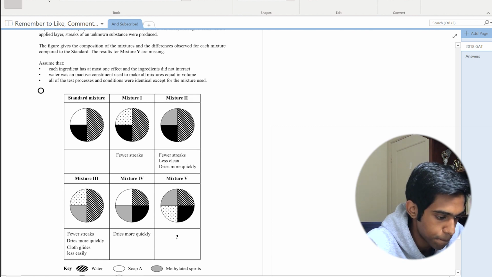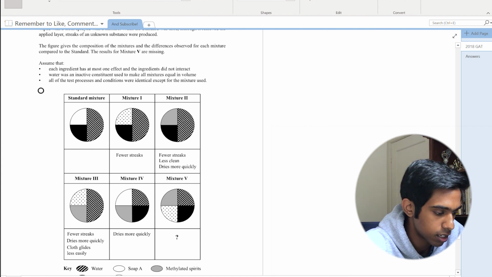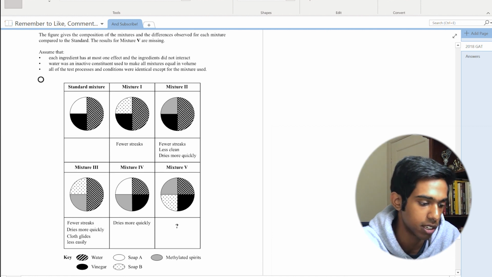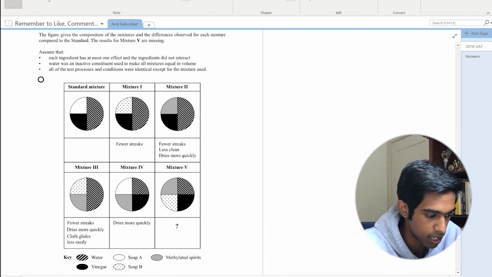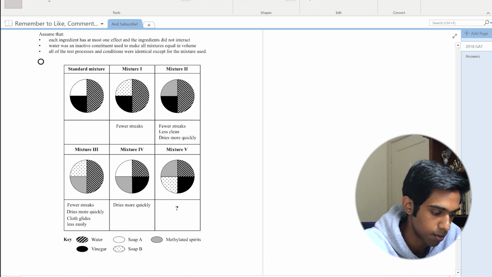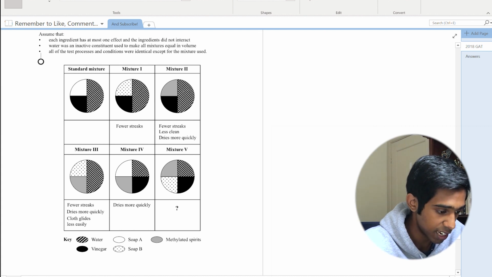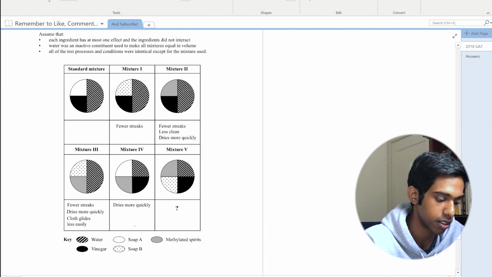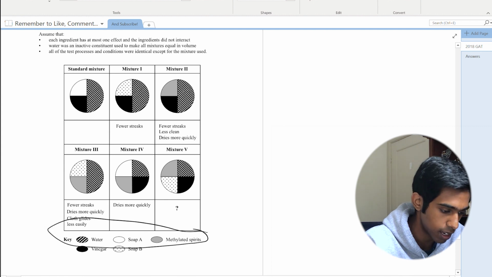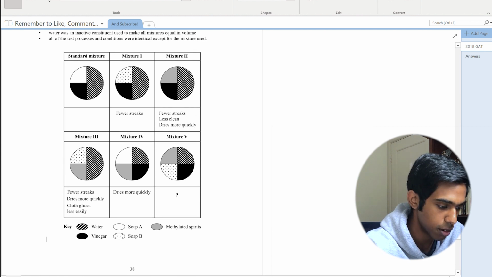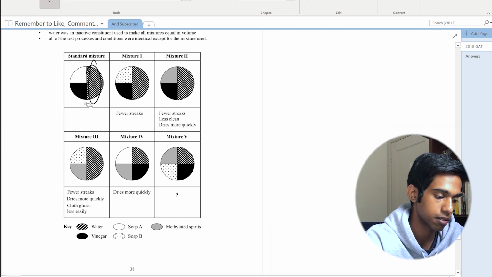Okay. Each ingredient has at most one effect and the ingredients did not interact. Water was an inactive constituent used to make all the mixtures equal in volume. All of the test processes and conditions were identical except for the mixtures used. Okay. So the standard mixture was with these things, so that helps to get an idea of what's going on. Okay. So I think the important thing to know is that water is this.